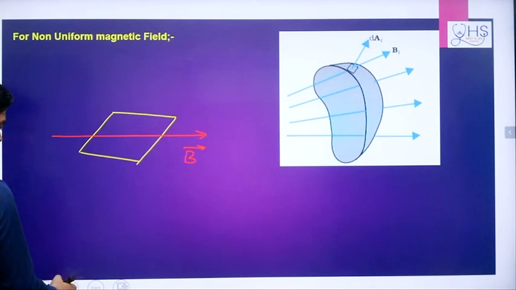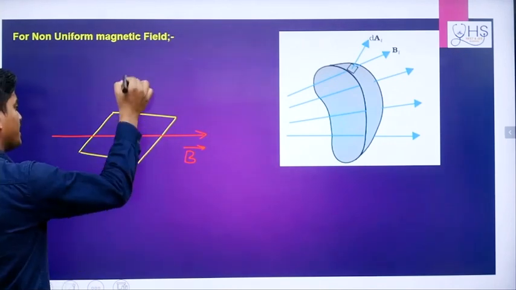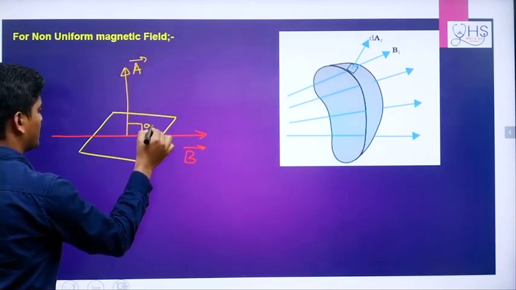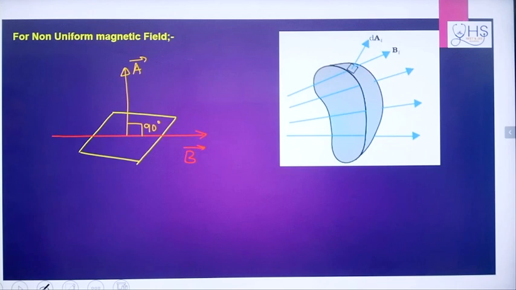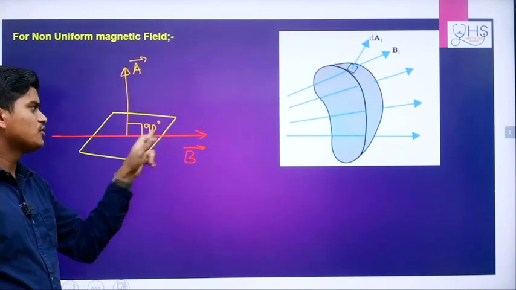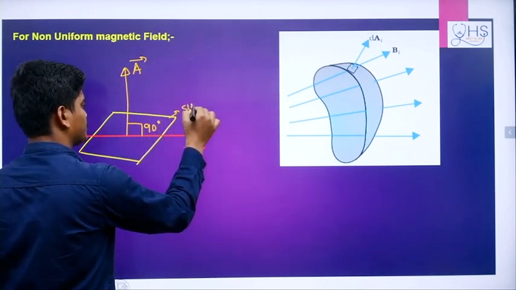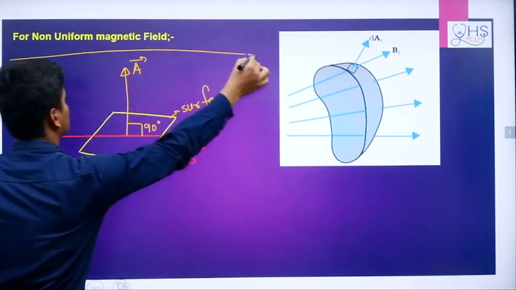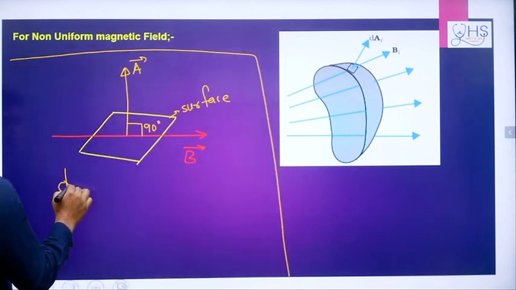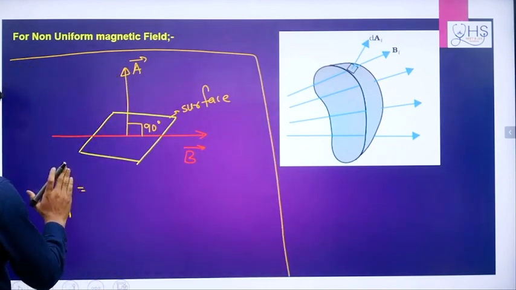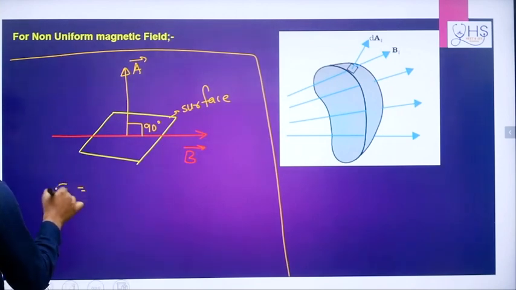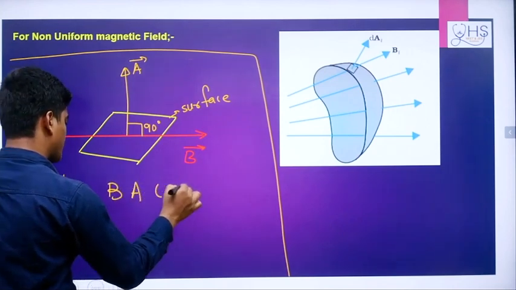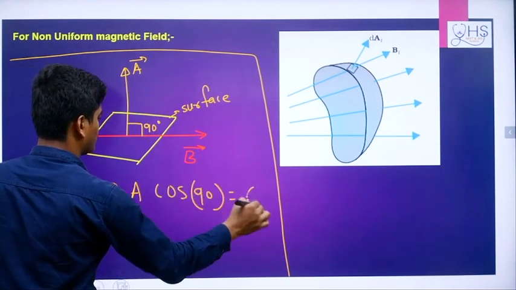Okay, the surface is there, and the magnetic field is parallel to it. For this surface, your area vector will be upward. This area vector is making a 90-degree angle with the magnetic field. Now if you want to find the flux here, the flux symbol is phi B, that is BA cos 90. And cos 90 is nothing but 0.